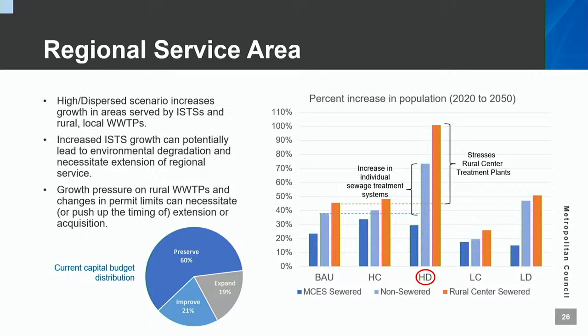The other thing I want to mention is the pie chart in the lower left corner. Currently we budget about 60% to preservation, which includes things like maintenance and rehabilitation, and 19% to expansion. Expansion is increases to meet our growth needs. So in this high dispersed scenario, we may see a shift in how much we budget to expansion compared to preservation.